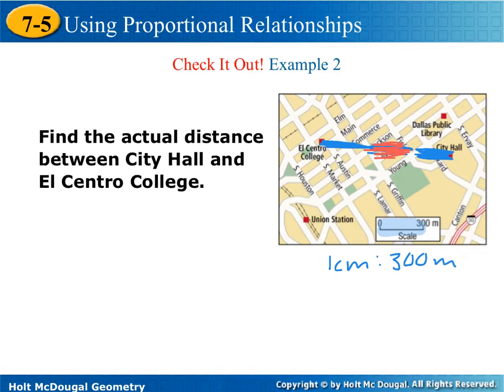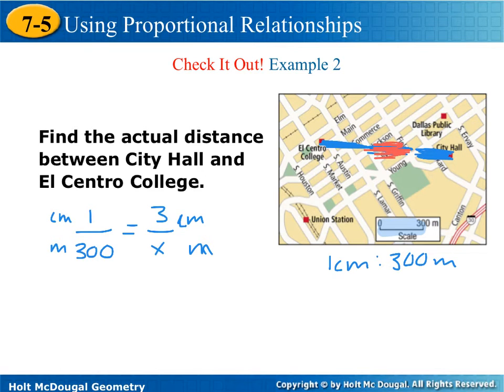So what's our proportion we're going to set up first? 1 over 300 equals x over 3. 1 over 300, so 1 is centimeters, and 300 is meters. Oh, wait, it would be 3 over x. So we need centimeters over meters on the right side. We said it takes us 3 centimeters to get from El Centro College to City Hall. Does that go on the top or the bottom? Top, because centimeters go on the top. So what's going to go on the bottom? X.